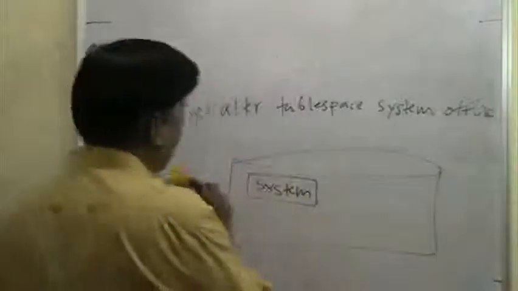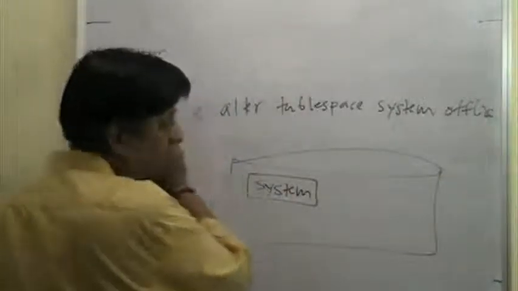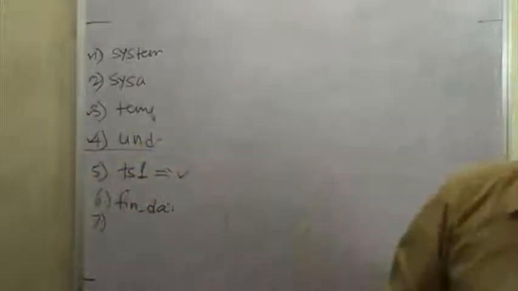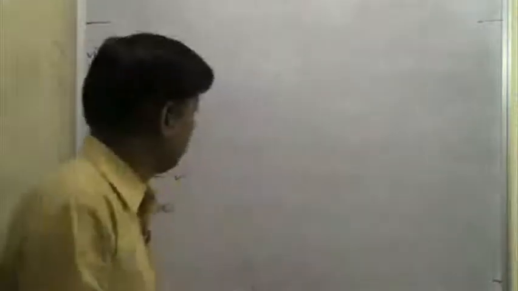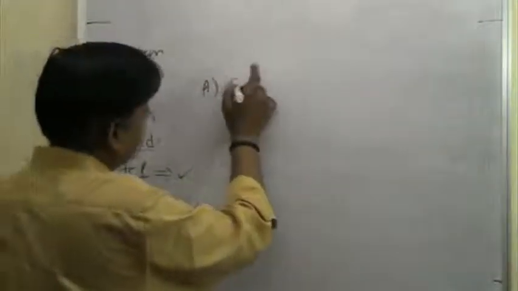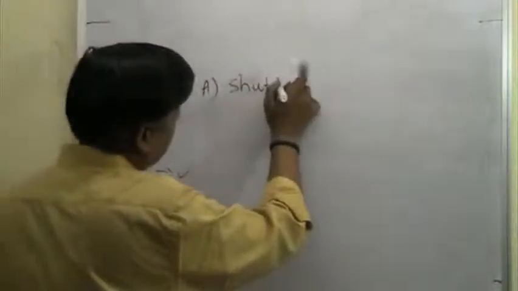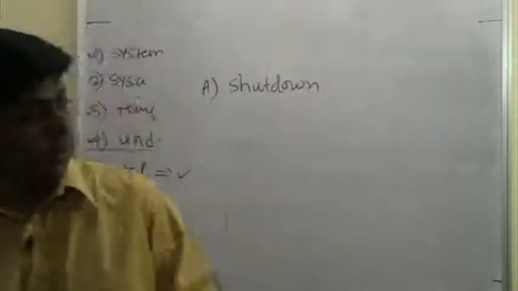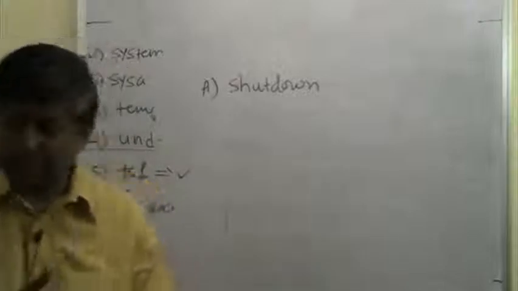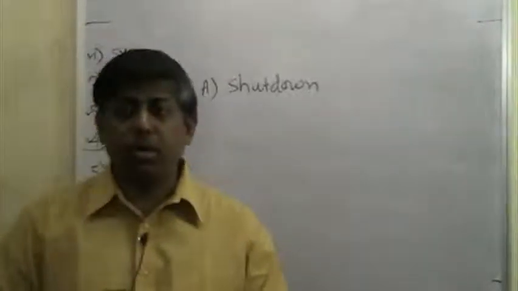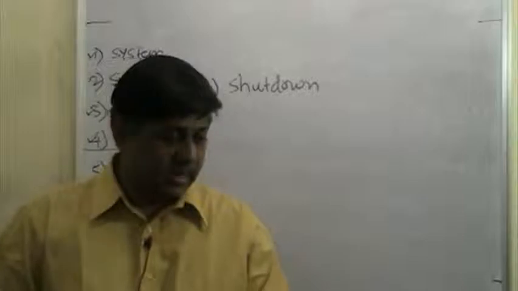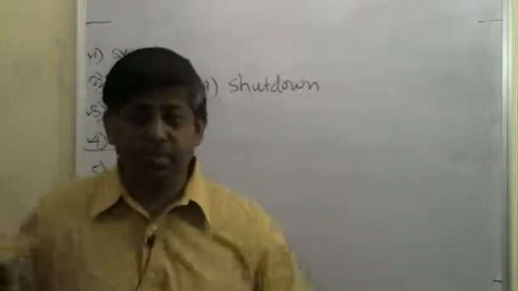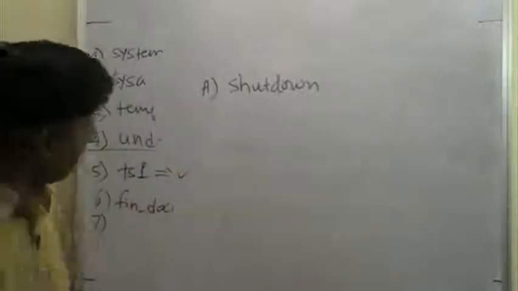How to rename a data file in a system tablespace. Let me repeat. How to rename a data file in a system tablespace. Step A: shut down the database. Shut down the entire database. We don't know what the database shutdown process is at this time, but there is a command called shutdown, and you have to execute that shutdown command, which means nobody can do anything with the database.